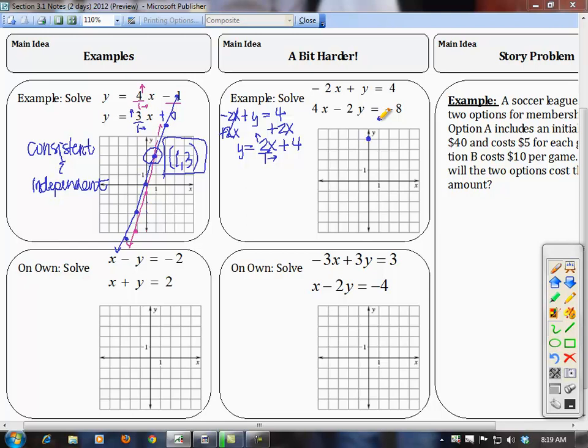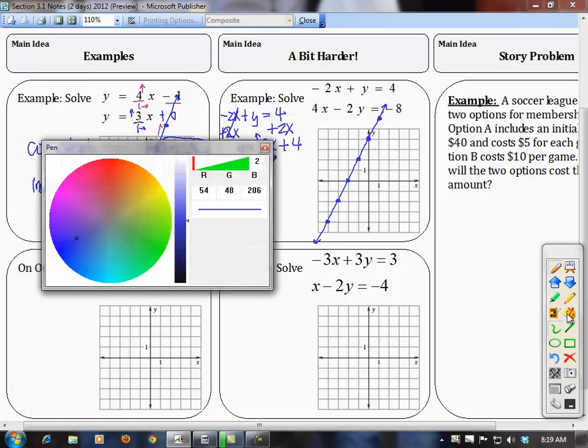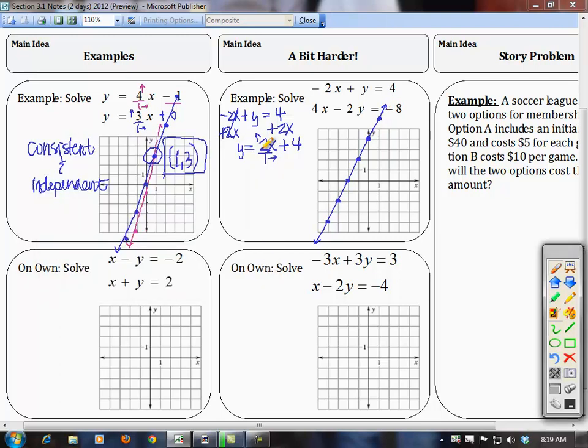Instead of going up 2, let's go down 2 and left 1. Down 2 and left 1, down 2 and left 1. And you'll notice again I'm just doing the opposite. And so we connect our line and extend it, and we get this first line. Let me change colors for my second graph.